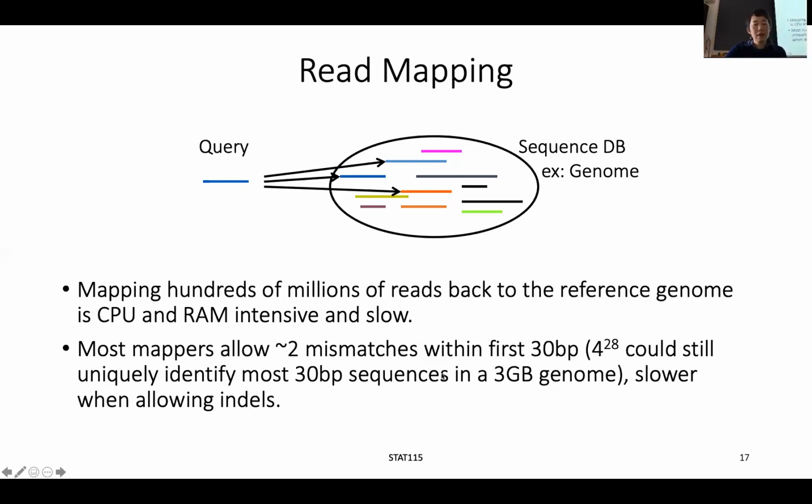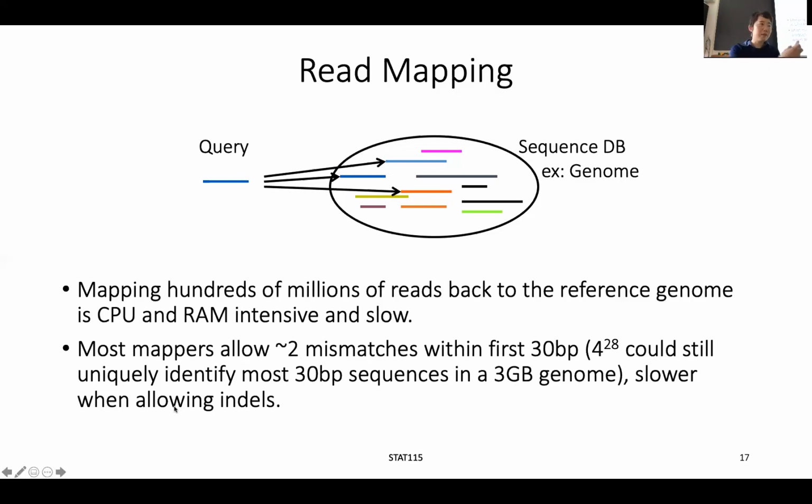sequencing errors, but you still can allow some mismatches because you can imagine if we only allow mapping of 28 nucleotides out of 30, 4 to the 28th is a really humongous number. You can still uniquely identify a certain nucleotide sequence in the genome, right? So even if you have two mismatches, yeah, you still should know where it comes from in a genome size like human. But if you allow for mismatches, it will be much slower.